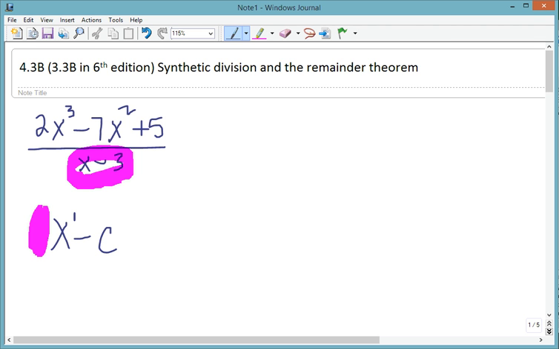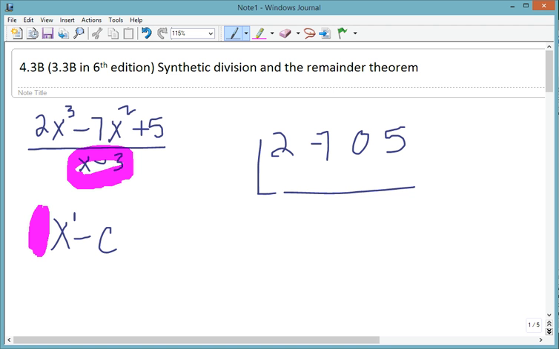So the first one is a 2. That was my x cubed. For x squared, I have negative 7. For x, I have a 0 because there's nothing there. And then for the constant, I have a 5. Now, I've seen different ways of writing the little box around it. This is the way I do it.